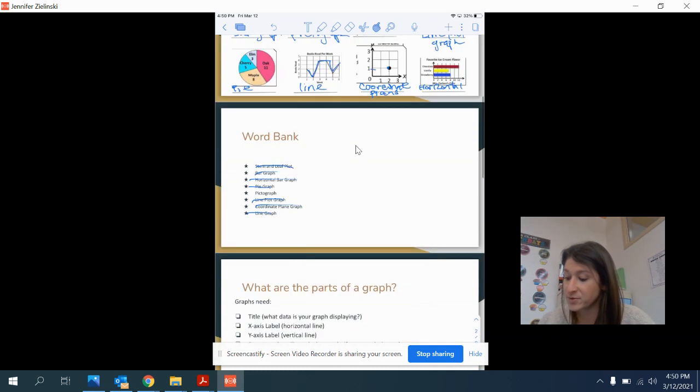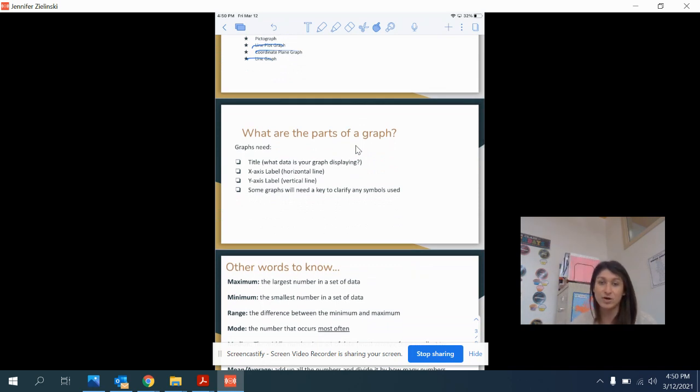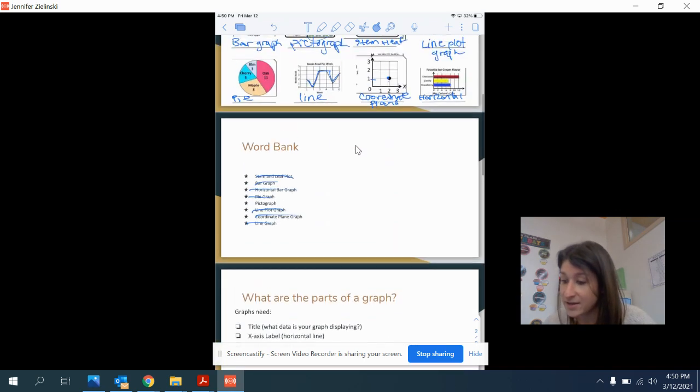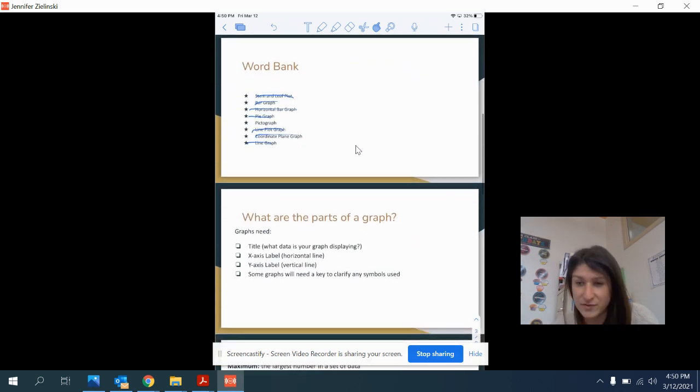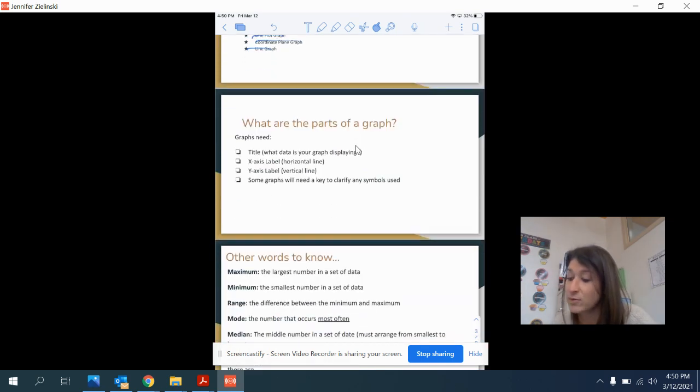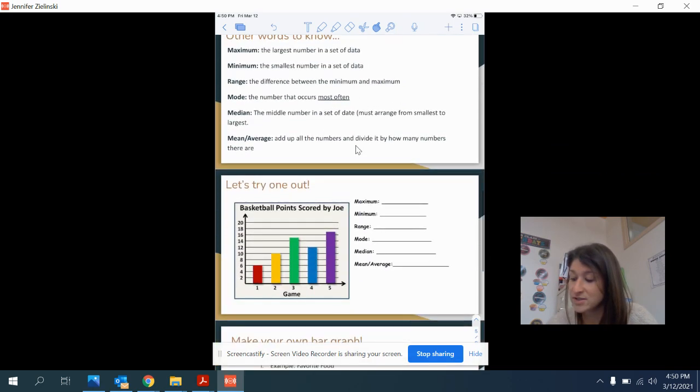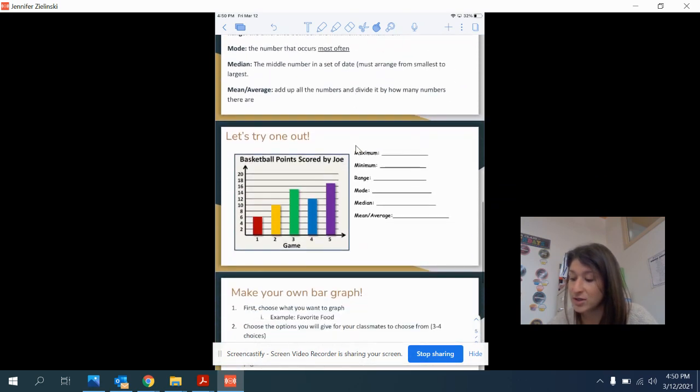So as we scroll through, we want to think about what are the different parts of a graph? What do graphs need? Well, we know that we need a title because the title tells us what it is our graphs are displaying. Notice here on our very first one, numbers of trees in the park. If that didn't have that, we'd be a little confused as to what these bars are representing. We need to make sure that we know that there's an x-axis label, a y-axis label, which is the vertical line.